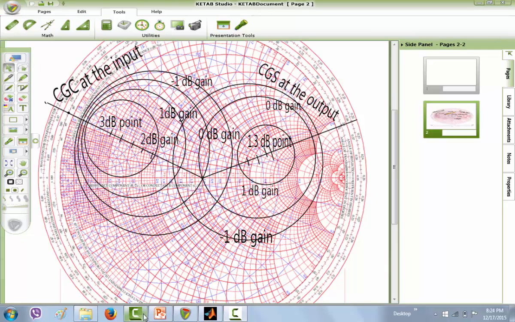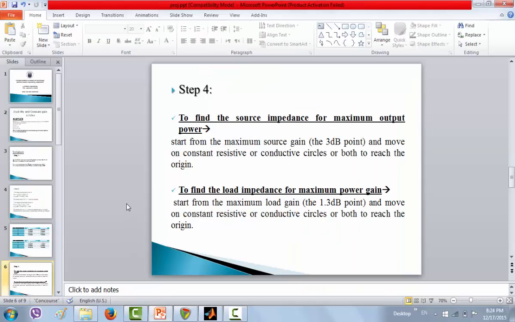Okay, now for the last step, to find the source impedance for maximum output power, start from the maximum source gain, which is the 3 dB point, and move on constant resistive or conductive circles or both to reach the origin, or matching. To find the load impedance for maximum power gain, also start from the maximum load gain, the 1.3 dB point, and move on constant resistive or conductive circles or both to reach the origin.